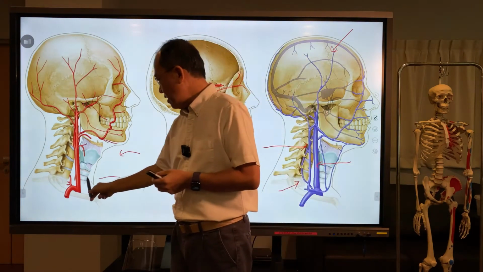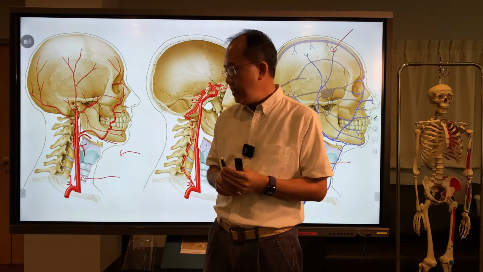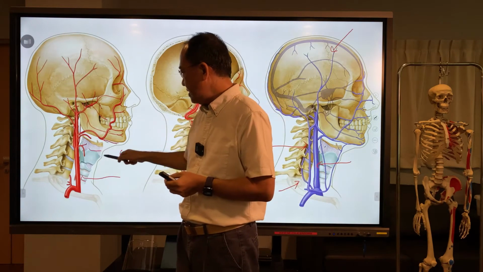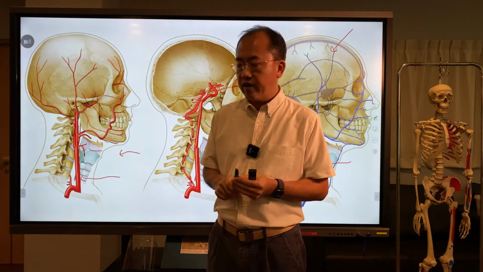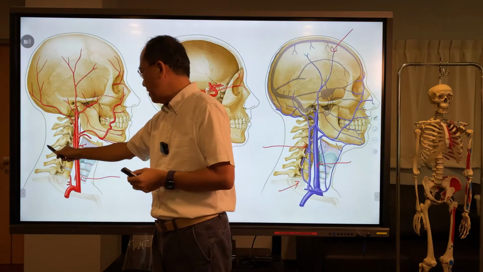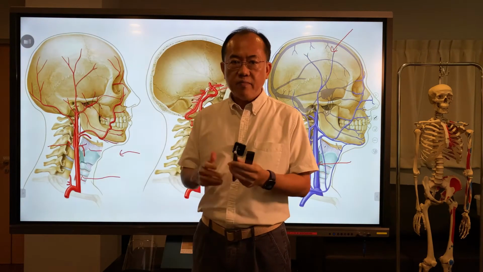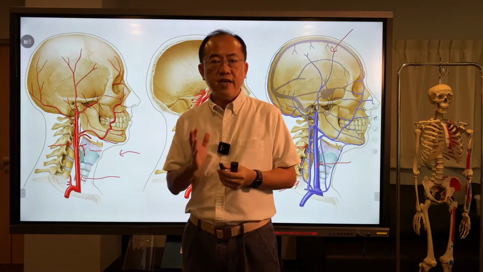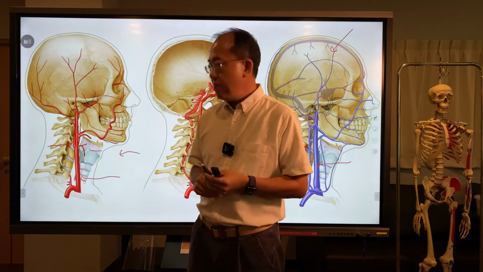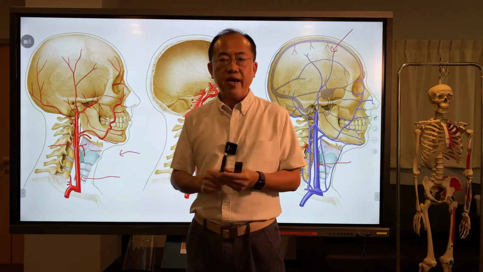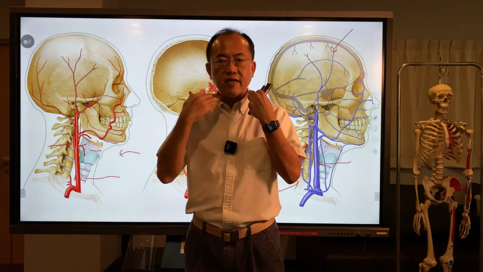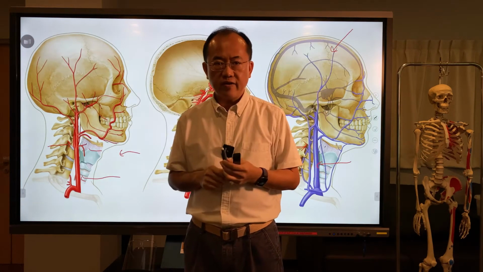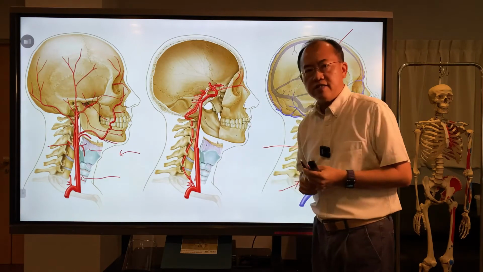Looking from the right side, the common carotid splits at the level of the upper border of the thyroid cartilage into internal and external carotid artery. Then remember, we said the internal carotid artery doesn't have any branches in the neck. All the branches that we see come from the external carotid artery. The internal carotid artery will run into the cranial cavity. Okay, let's look into this.